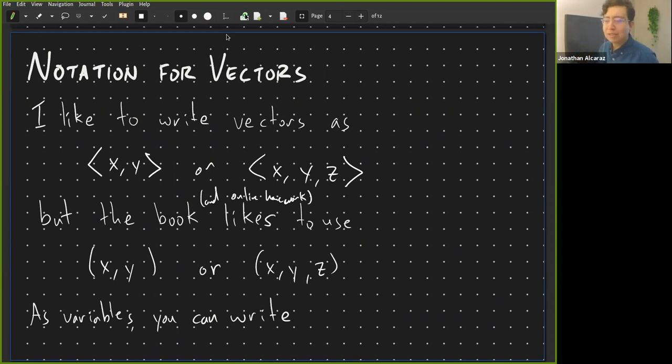Now, why do I like to use the pointy brackets? It's because I feel like the parentheses should be reserved for when we're talking about points, and the angle brackets should be reserved for when we're talking about vectors. But in the book, they kind of conflate those two, and I'll talk a little bit about what I mean when I talk about the difference between a point and a vector. A lot of the times they kind of just mash those two concepts together and say a vector and a point are basically just the same thing. And I'll talk a little bit more about why we can do that in just a second.